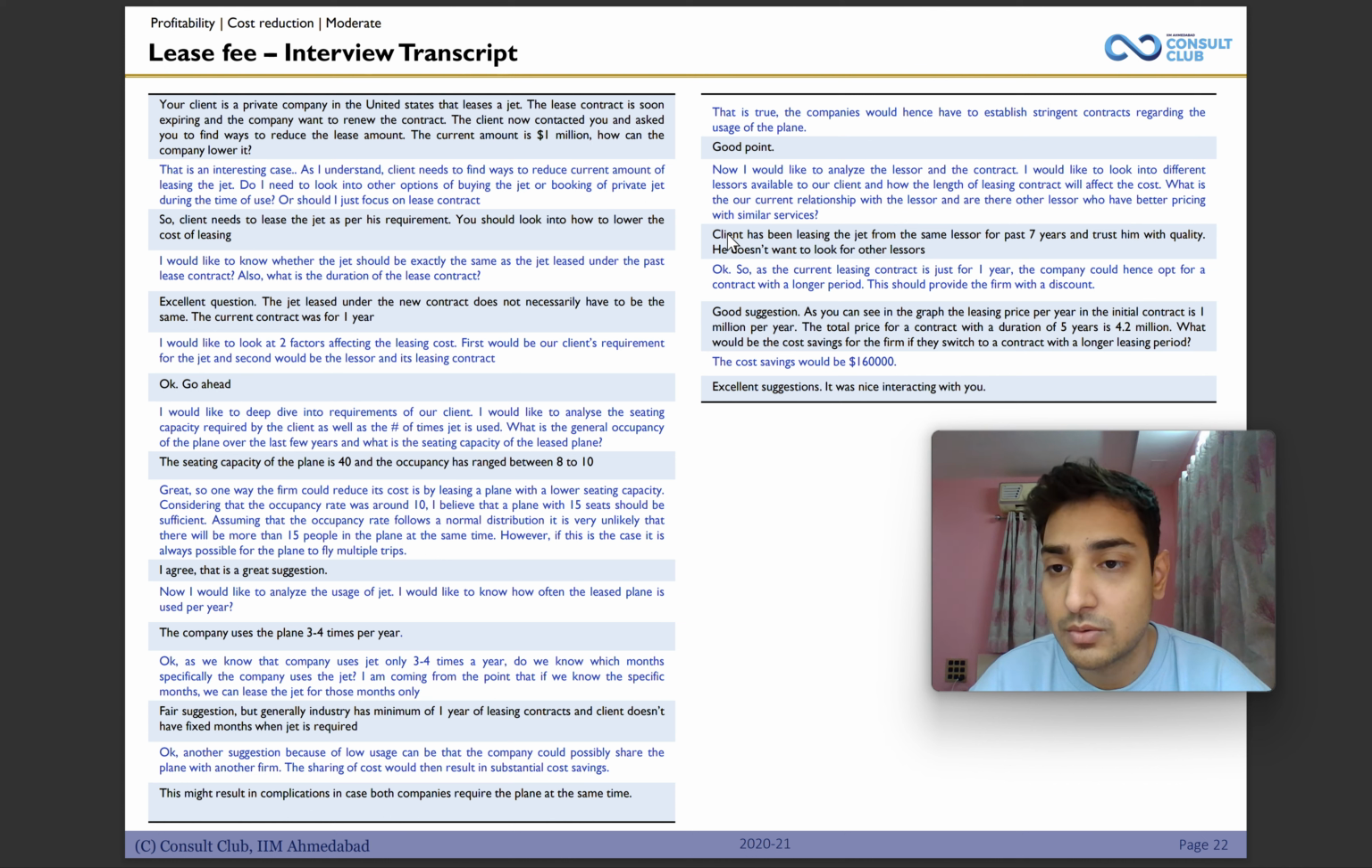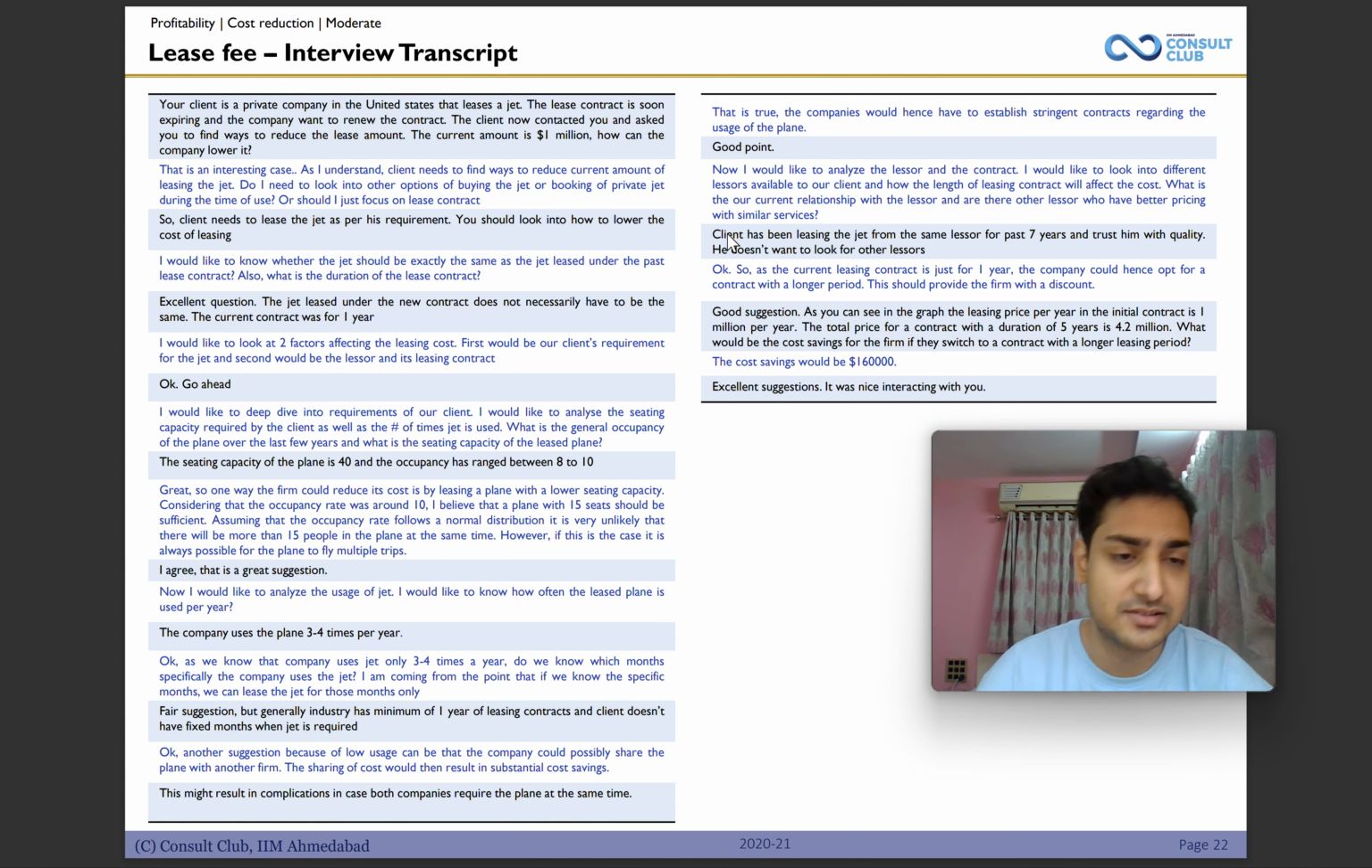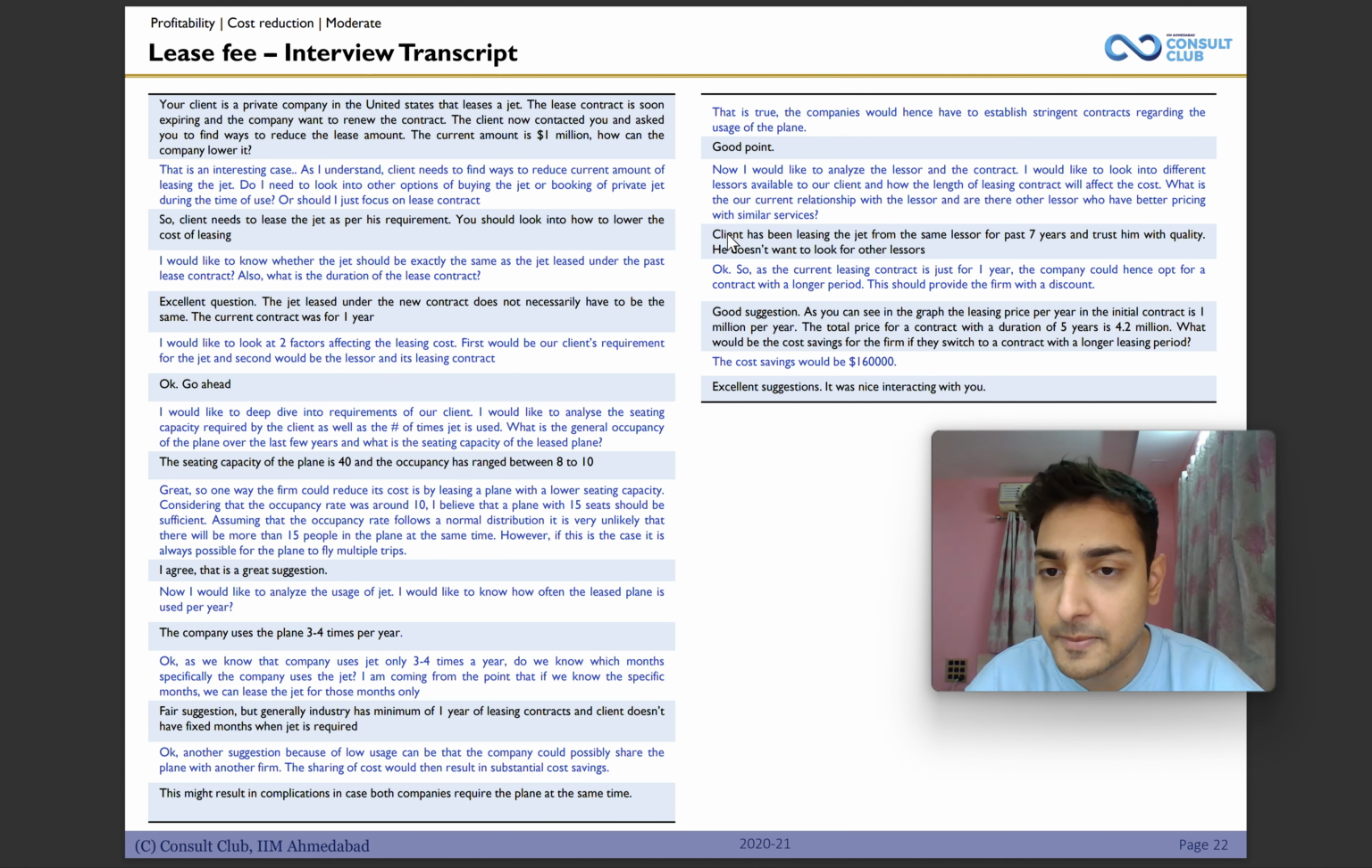Okay, so one way the firm can reduce the cost is by leasing a plane with lower seating capacity, considering the occupancy rate was around 10%. 10% should be, if capacity is 40 and range is 8 to 10, even if you consider 8, it will be 20%. Okay, but it's still at a minimum scale.